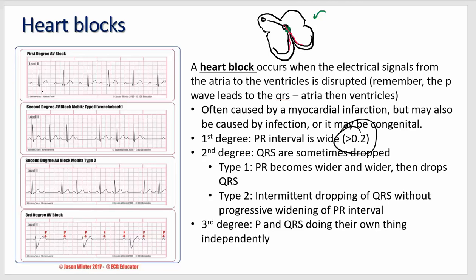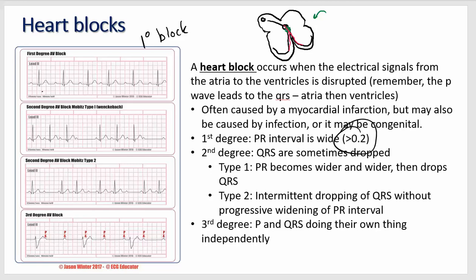So every time in this first degree block, the QRS, the ventricle, is responding every time. It's just taking that signal longer to move through that septum, that area between the atria and the ventricles. So we call that a first degree. First degree block is where the ventricles are still responding every time. And then you have two different second degree blocks.